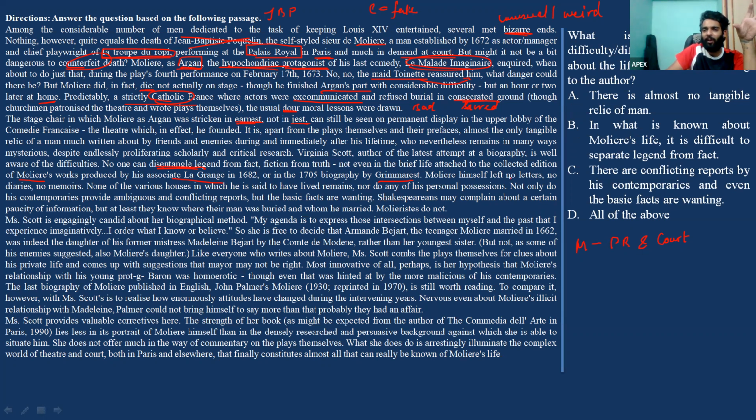So Molière himself left no letters, no diaries. So this guy was a very private person. He did not have any of the possessions. So none of his contemporaries, meaning people who were of his same generation, provide ambiguous, so they provided mixed or unclear signals and conflicting reports. Okay, so these are all the difficulties she faced. So Miss Scott is engagingly candid. Candid means honest about her biographical method. So this is the method she used. Okay, what method did she use?